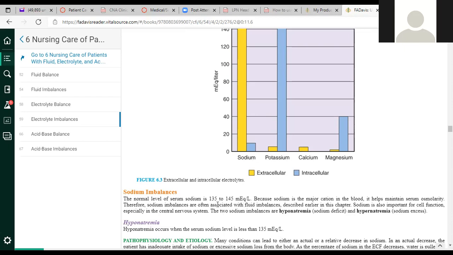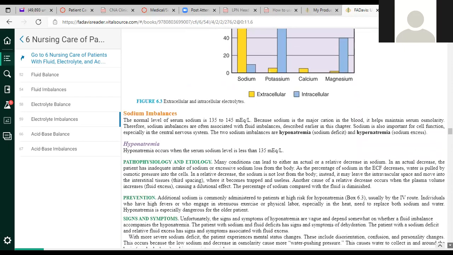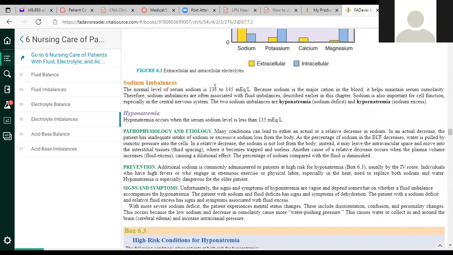So you all need to make sure you know the normal values for these different electrolytes. The normal value for sodium is 135 to 145. You need to memorize that. When it relates to sodium, if your sodium is considered low, that is considered hyponatremia. Sodium that is considered high is considered hypernatremia.